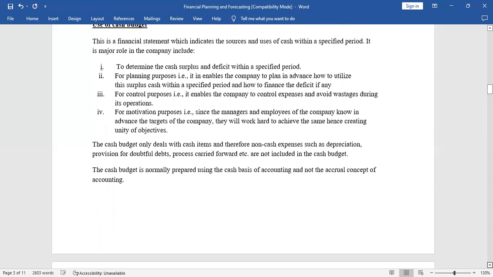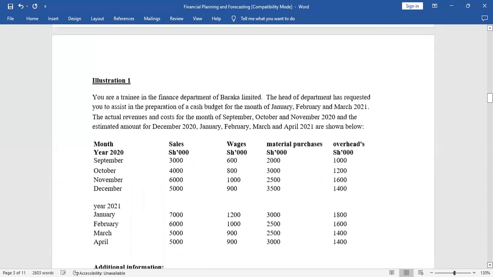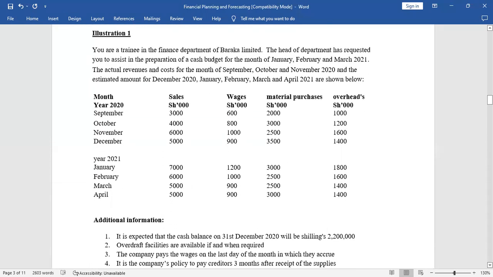So I want to bring an illustration of cash. I've shared this in the portal. You are training in the finance department of Baraka Limited, and the head of department has requested you to prepare a cash budget for January, February, and March of the year 2021. So you've been given the actual revenues and costs spanning from September all the way to March. And the figures are given there.